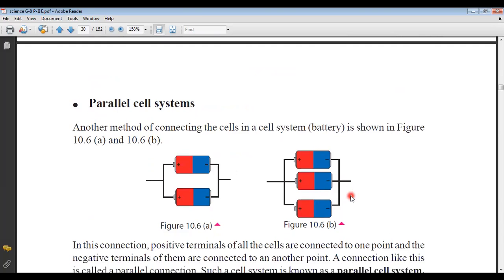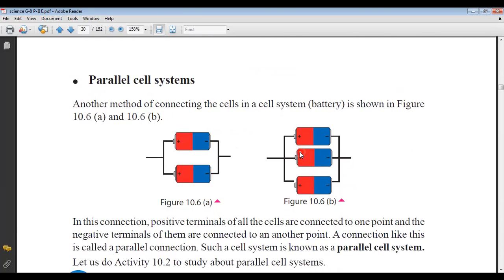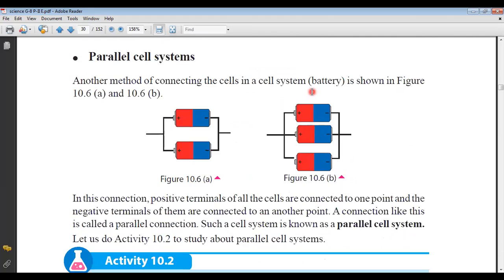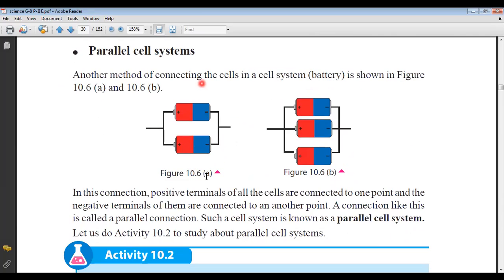Parallel cell system. Another method of connecting the cells in a battery is shown in figures 10.6a and 10.6b. This is another method of connecting the battery cells. This is the parallel system. We learned the series cell system, and this is the parallel cell system.